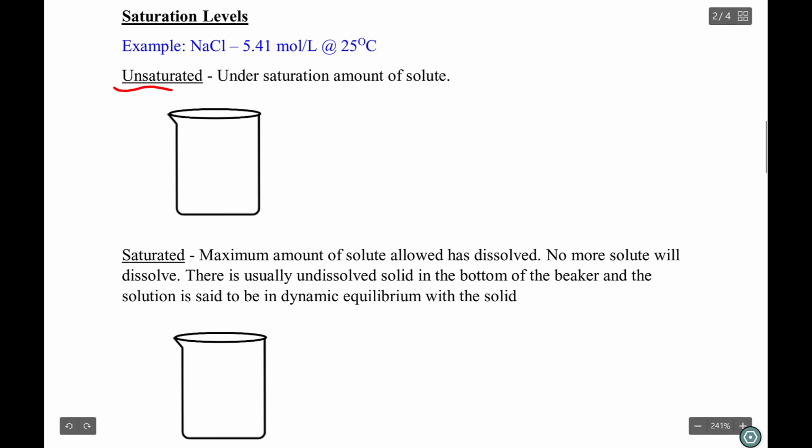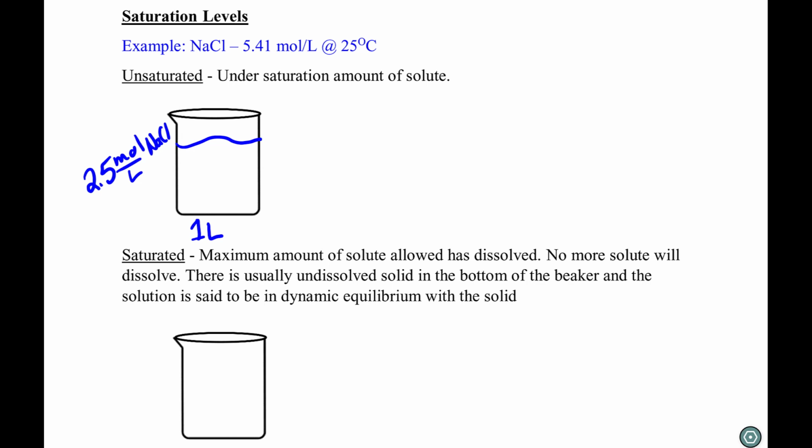And we're going to start with the easiest definition. If you had an unsaturated solution of sodium chloride, I'm underneath the saturation amount of that solute. So we'll make up an example. Let's say we have 1 liter here, and I had 2.5 moles per liter of NaCl, or 2.5 moles dissolved. So I would add that salt in, and it would just look clear and colorless. I wouldn't see any solid in here. It would just look like water to me. It would be a homogeneous mixture.